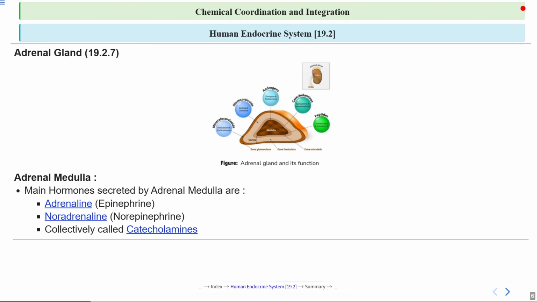These are collectively called catecholamines. Catecholamines are a group of neurotransmitters and hormones including adrenaline, noradrenaline, and dopamine, which are collectively referred to as catecholamines due to their similar chemical structure containing a catechol group. These substances are produced in the adrenal glands and certain neurons, and they play a key role in the body's response to stress, regulating heart rate, blood pressure, and mood.